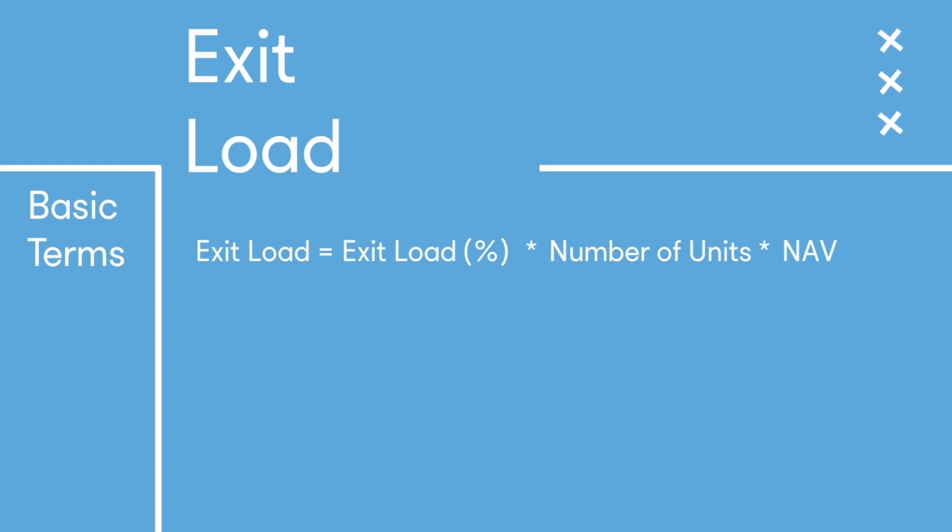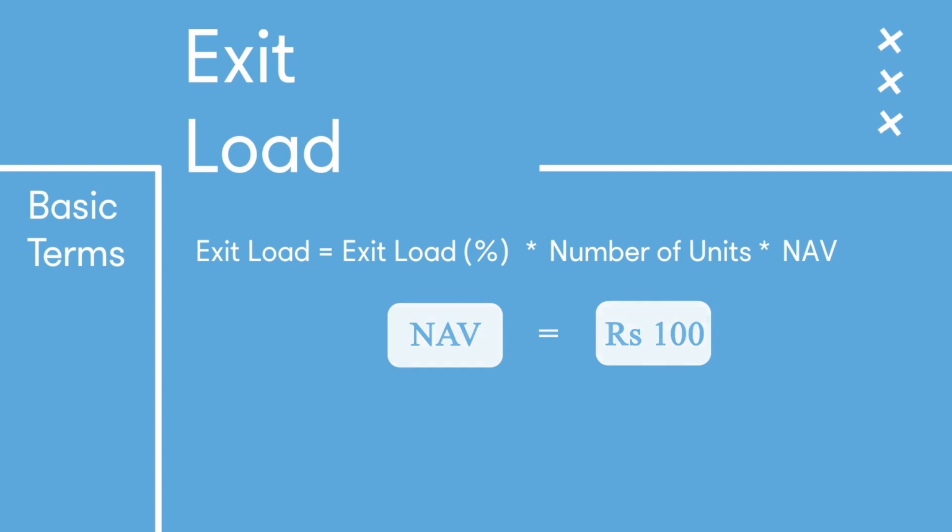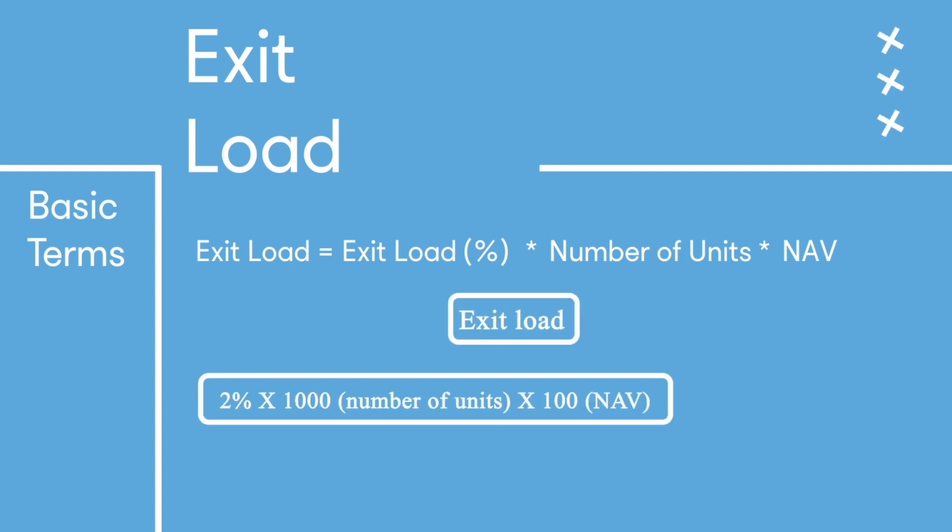Different mutual fund houses charge different fees as an exit load. So to understand this better, let us take an example. Suppose a scheme charges 2% exit load for redemption within 365 days or 1 year from the date of purchase. Suppose you redeem 1000 units of a scheme 4 months after your date of purchase. Let us assume that the NAV is rupees 100. So the exit load will be 2% of the 1000 rupees into 100, which is equal to 2000.